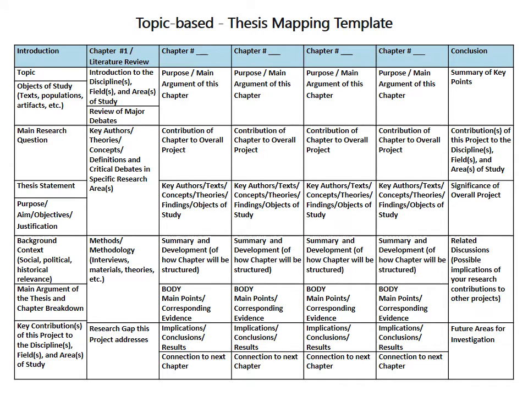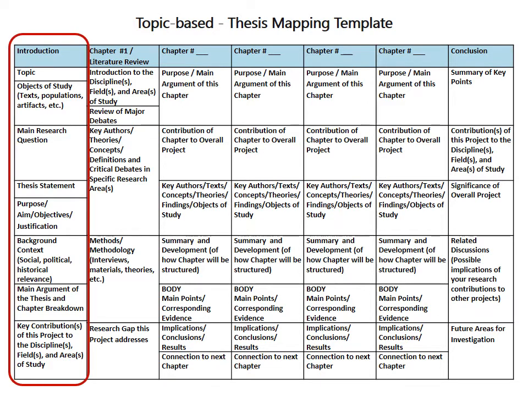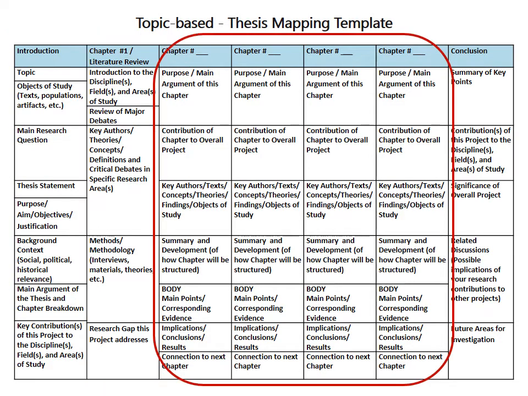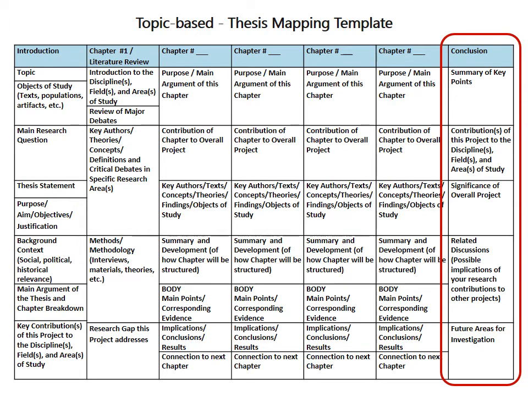I will start with the topic-based thesis mapping template because it's the first one I created back in 2014. This image we see here is the master template. It's the first page of the workbook, which has 8 pages in total in this specific thesis map. Each column represents a chapter, with the introduction on the far left, followed by the literature review, then multiple chapters comprising the middle section of the thesis, and the conclusion on the far right.